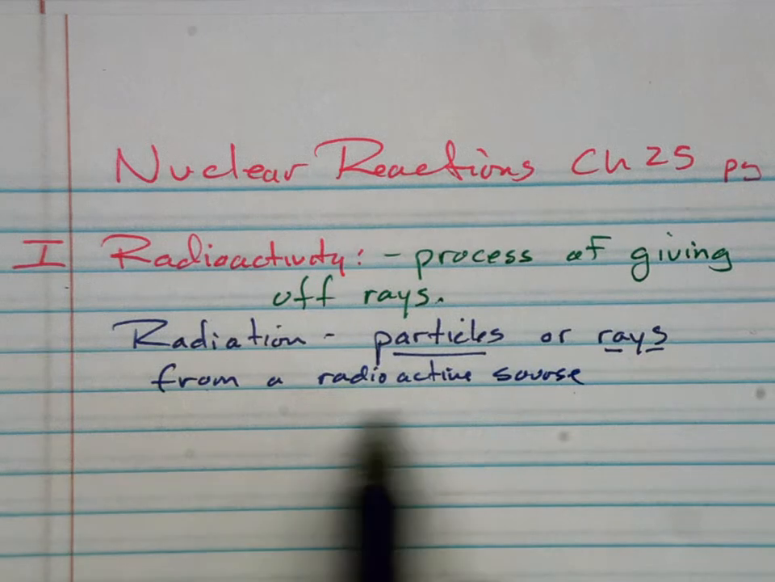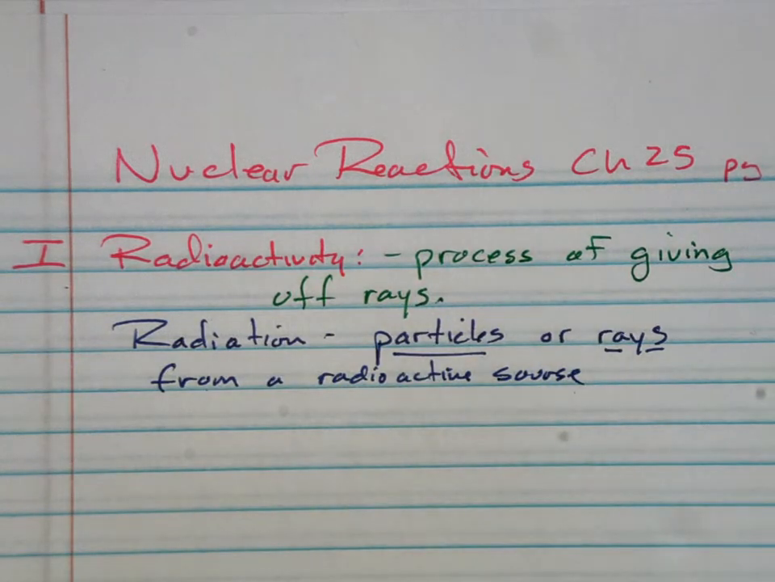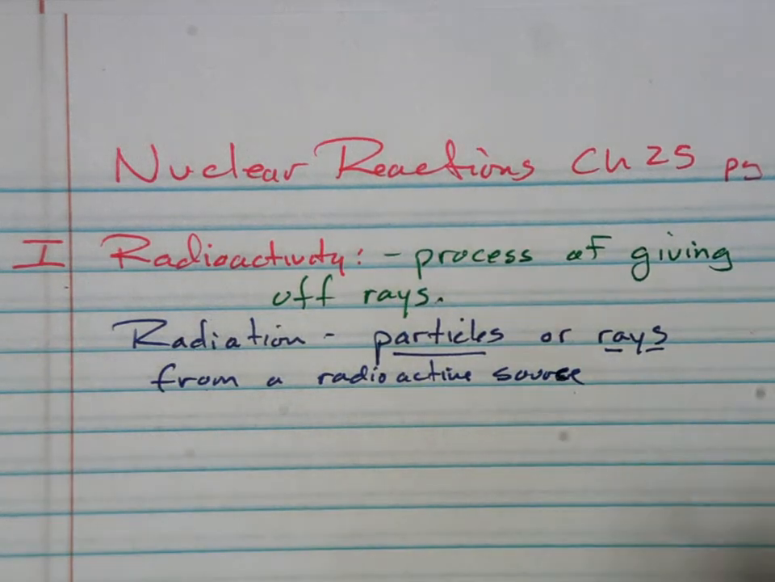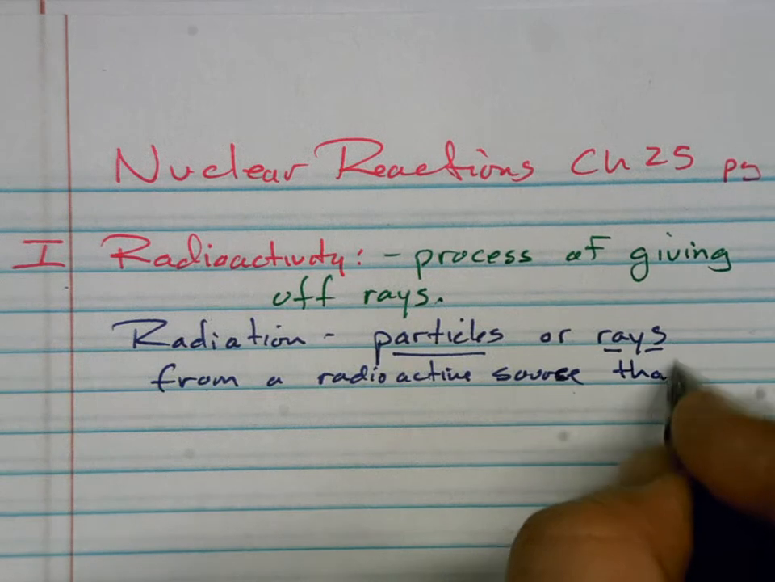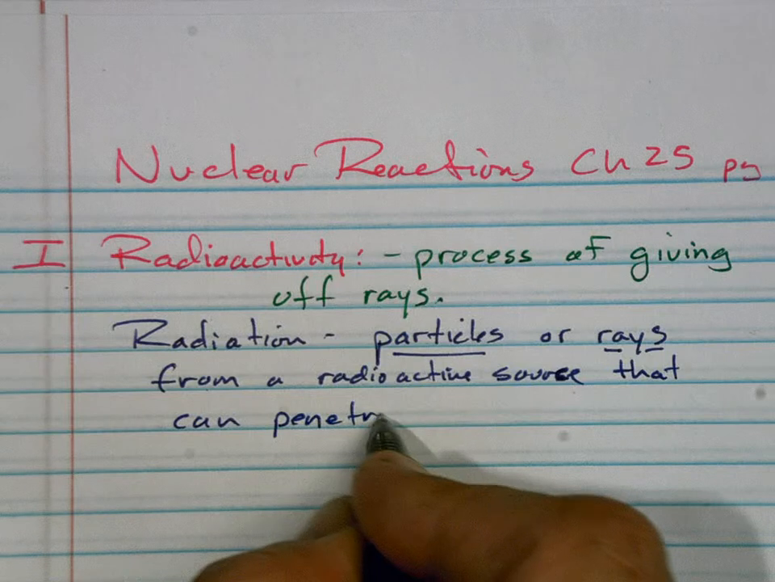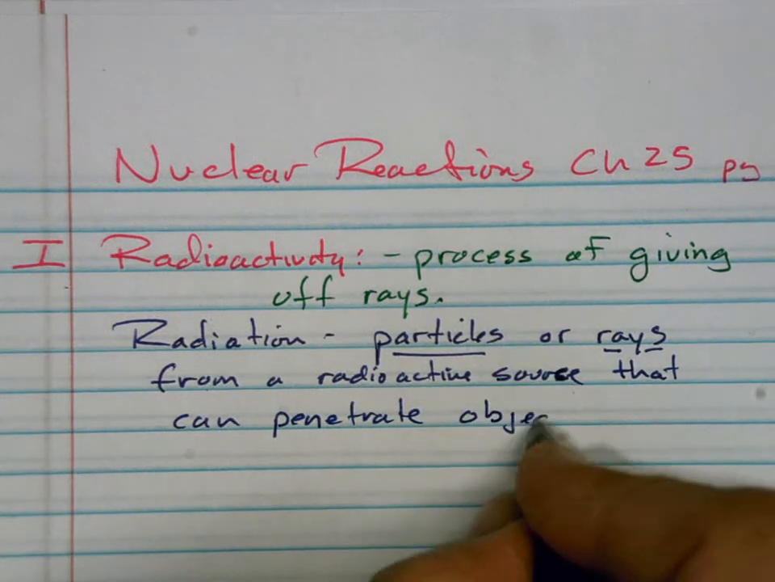And again, a radioactive source would be something that gives off these rays. Sorry, I think I put it wrong, that should be a C right there. And that can penetrate objects. Well, okay, some of them can. You have different types of rays. Some are high energy, some are low energy.